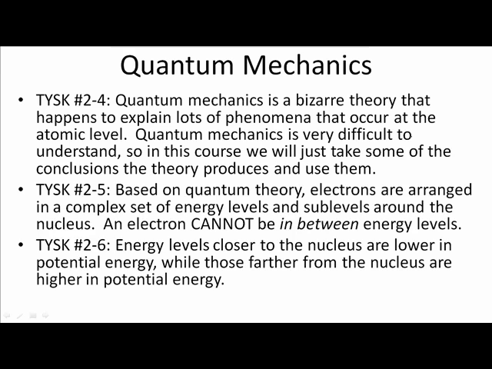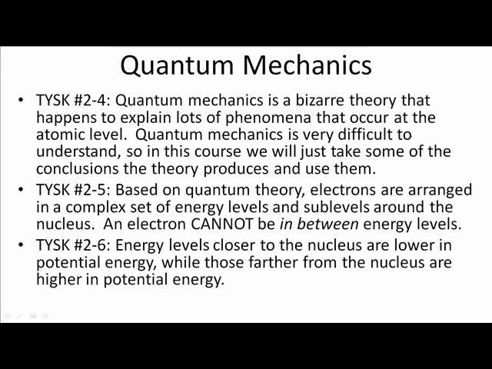So whenever we're dealing with quantum mechanics, you kind of have to let go of the idea that this should make sense. It happens to explain a lot of phenomena that occur at the atomic level. It's very difficult to understand, so we'll just take some of the conclusions of the theory and we'll use them. This is probably the one place in the course where I'm going to say it's okay if you don't understand this at a fundamental level. Just take the results and apply them.